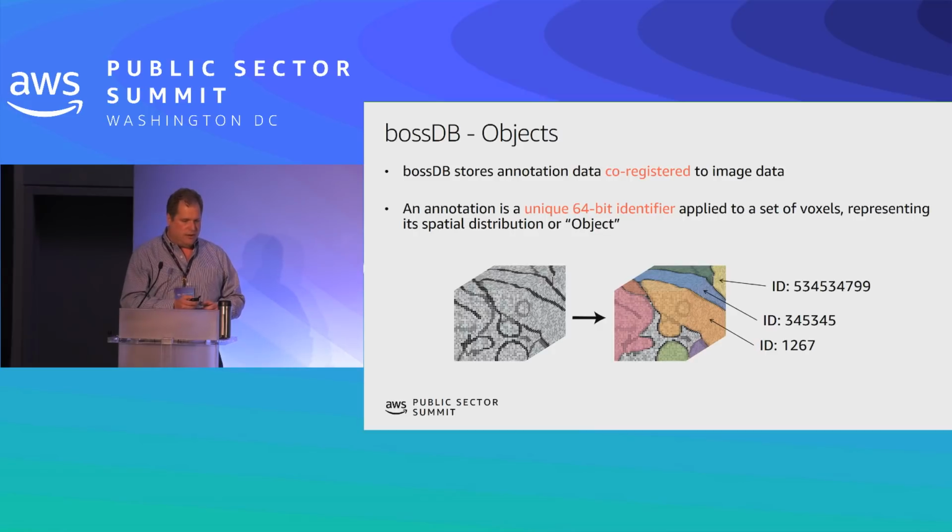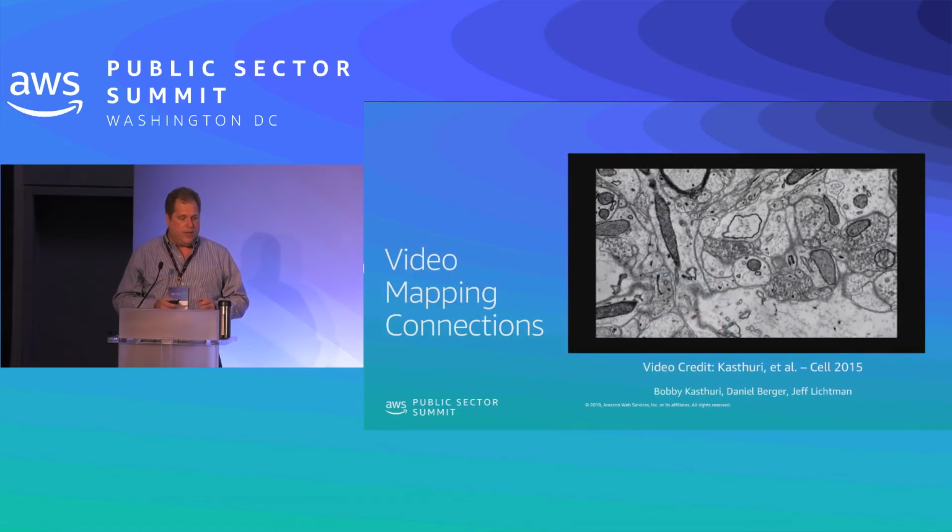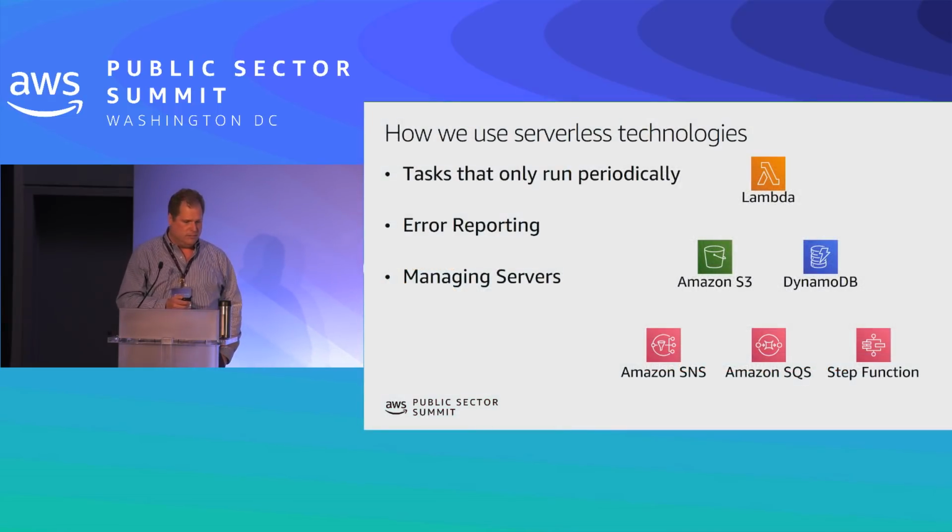So what I want to do now is show you how we map connections in the brain. So in this example, we have, well, didn't do our picture for some reason. Let's see if I go back, if I can get it to run.